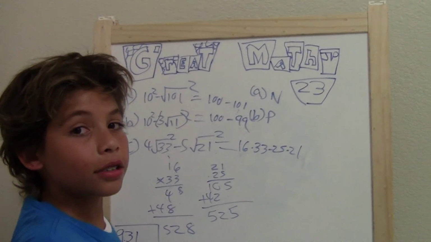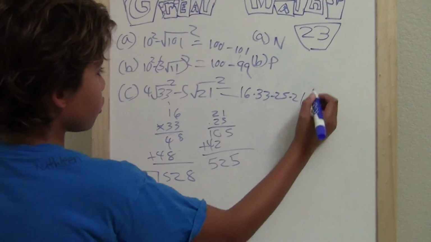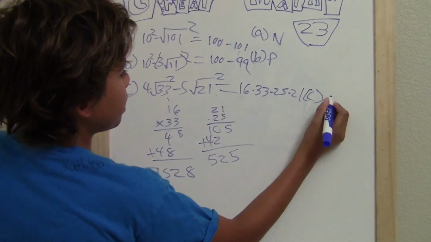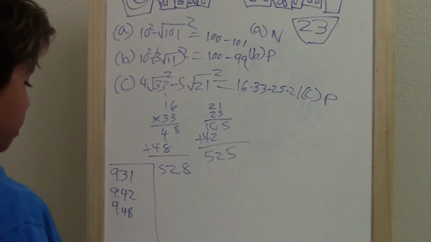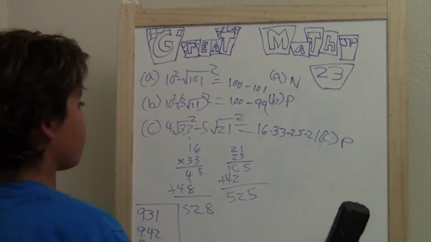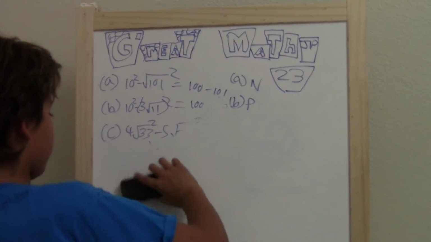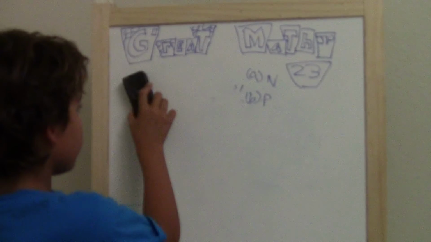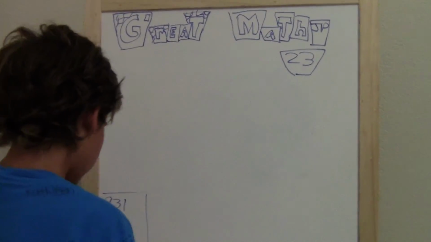Good, no more distractions. So for C, it will be positive. Oh, positive. PPP positive. Okay. Next one. Let's do the next one. So we got this down.